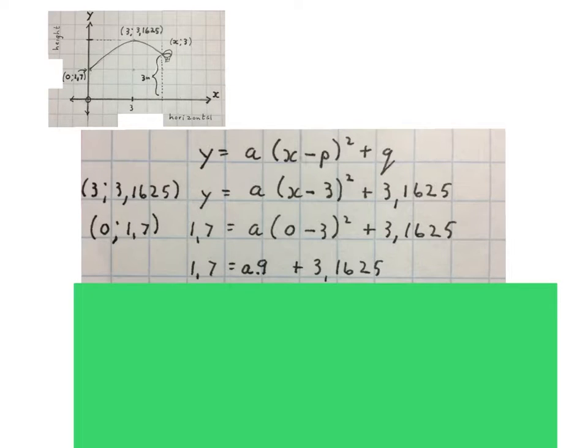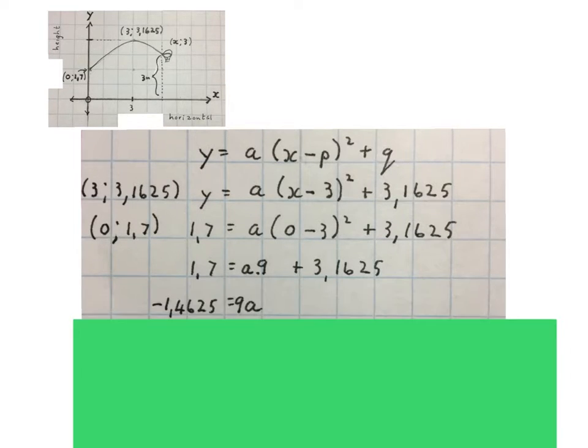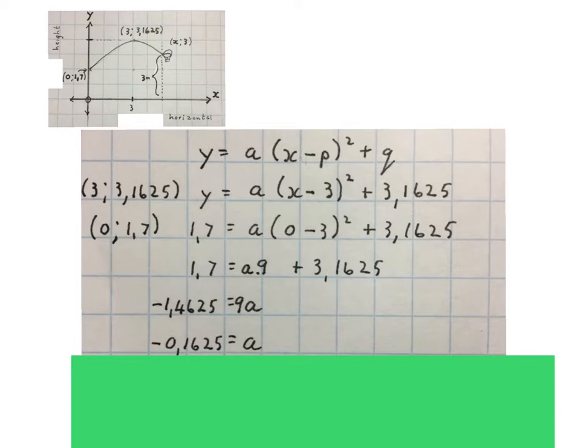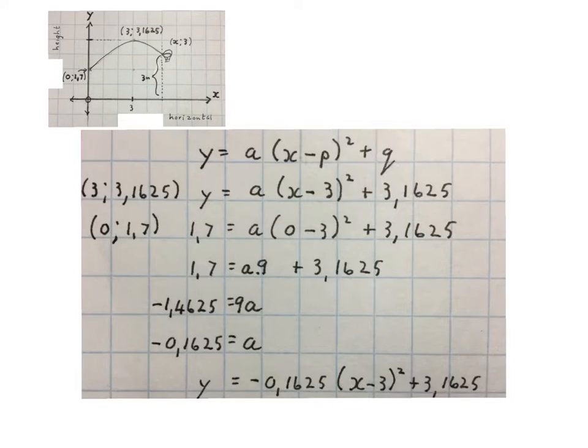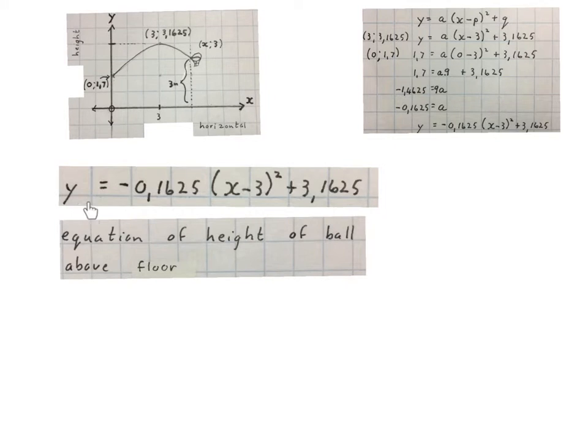Firstly, I work out this bracket. Then you minus the 3.1625 on the other side. Then you divide by 9, and you get the value of a. You substitute the a back in there. And then you have your final equation. This equation then is the equation of the height of the ball above the floor. In other words, that line that we have over there.